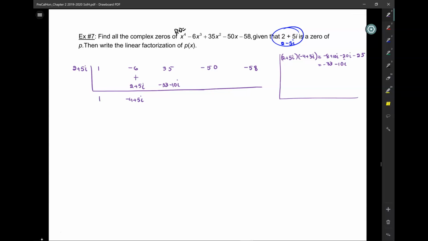Let's add. We get 2 minus 10i. So negative 8 minus 25 is negative 33. Okay, so now we're going to multiply 2 plus 5i times 2 minus 10i, and that'll be 4. 10i minus 20i is minus 10i. Negative 50i squared is positive 50. So that's 54 minus 10i.